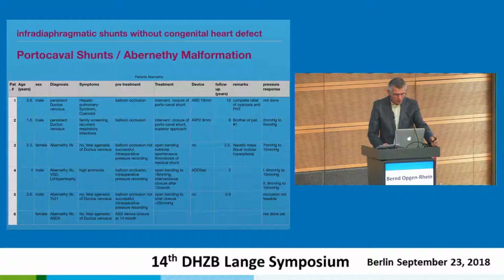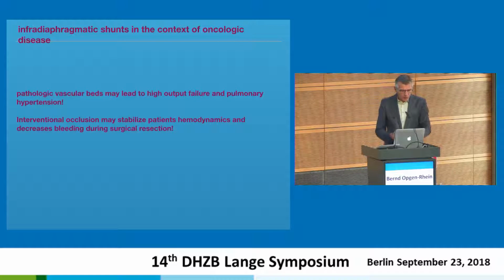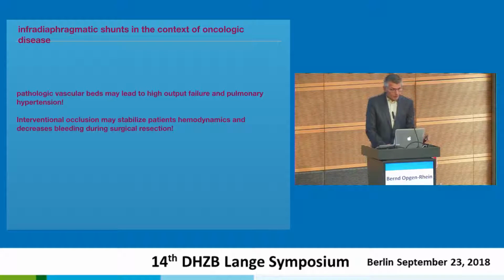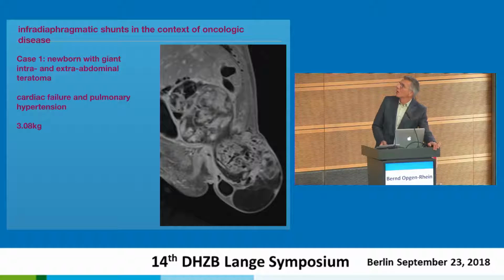The last topic of these vessels out of control are pathologic vascular beds in the context of oncologic disease, with which we are confronted in our hospital, which sometimes lead to high output failure of the heart and pulmonary hypertension. And so I have 2 cases to show you, where we are asked to stabilize these children.